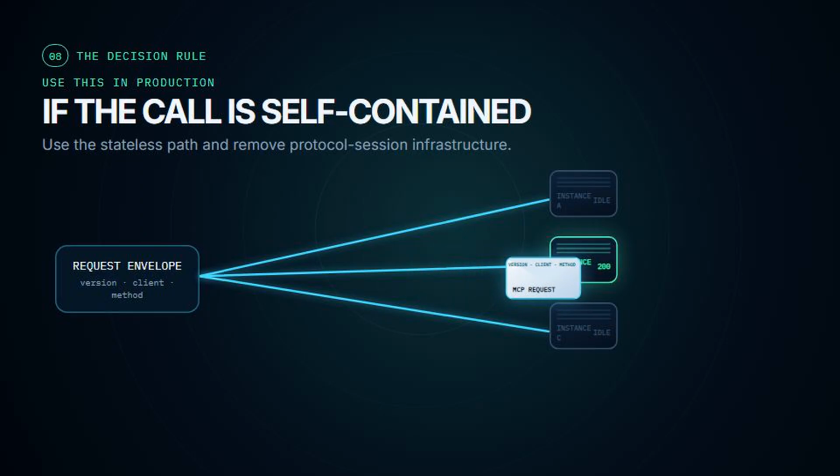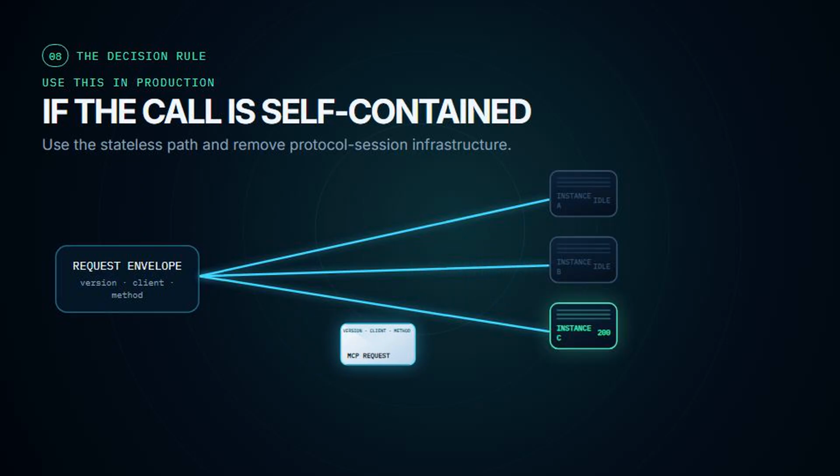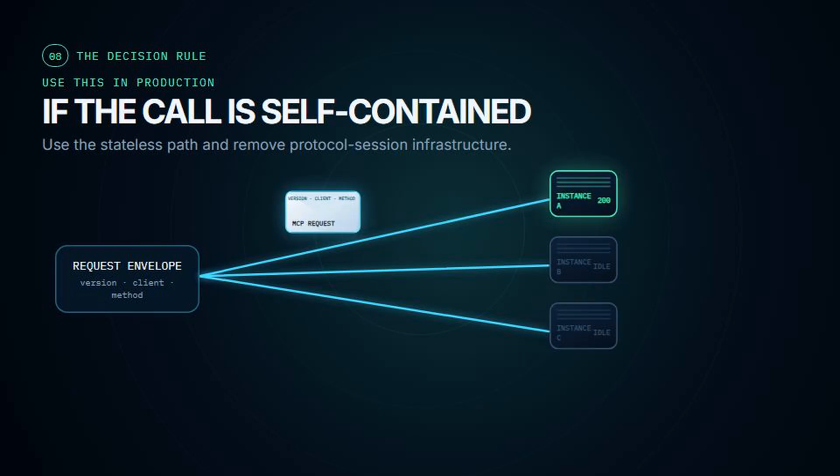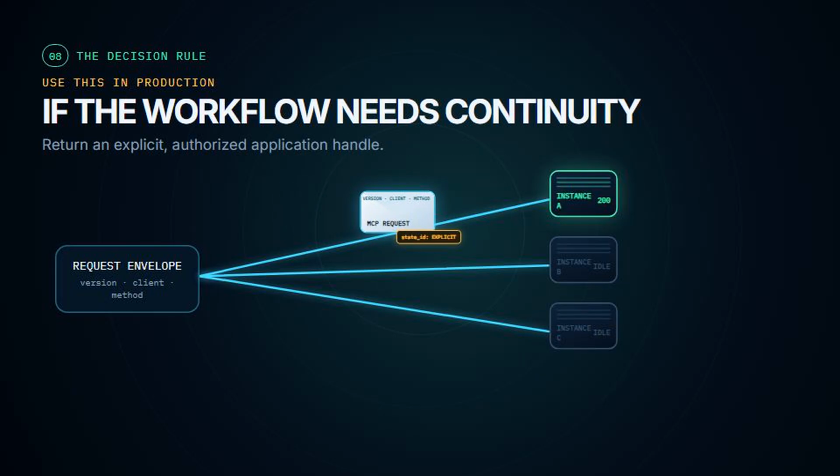The visual test is simple. Take the request envelope and throw it at a different server every time. If the system still works, your MCP layer is stateless. If the request needs to find its old server, the session is still hiding somewhere.